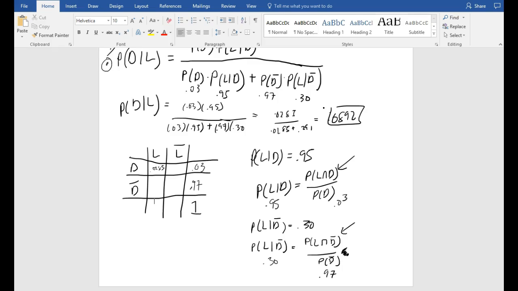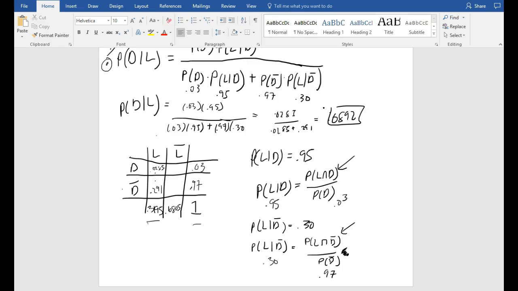So L and not D. So L right here, not D right here. Their intersection is right there, and we get 0.291. Okay, and from this point, we can fill in the rest of the table because we have enough information to do so. So we add up this probability and this probability. And then underneath it, to find the marginal probabilities, we get 0.3195. And then we can say 1 minus this probability to get what this probability is, and we get 0.6805.